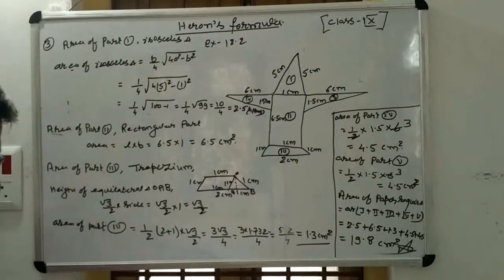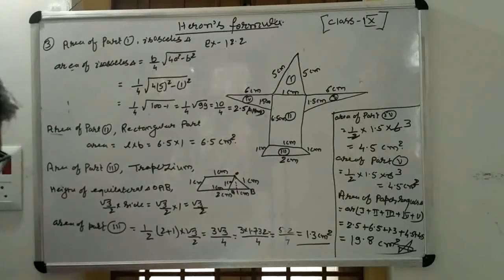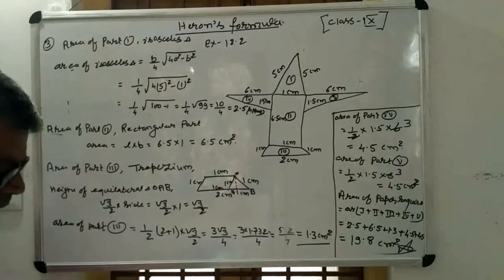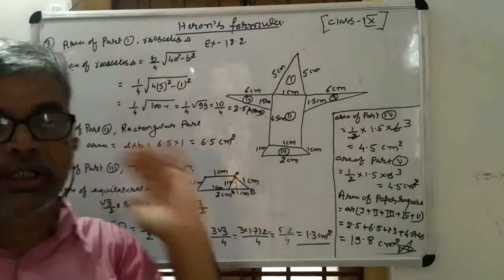Exercise 12.2, question number 3. 19.8. It is given 19.4, which is approx. So it is correct. What we have done in this question?